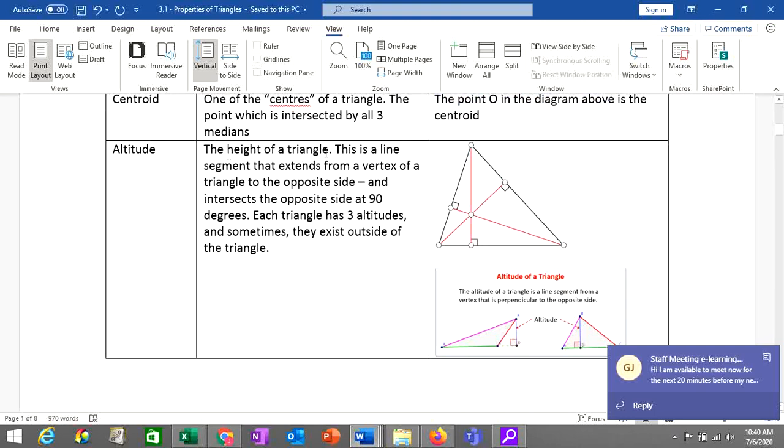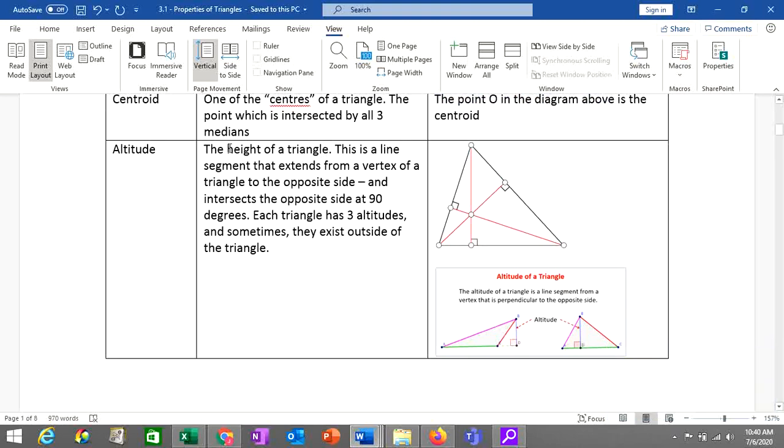Okay, the altitude of a triangle, if you remember from grade 9 or from some previous class having to solve for the area of a triangle, right? You might remember base times height divided by 2, or half of base times height. Well, another word for the height of a triangle is its altitude. And the way that we understand height is it's a line segment that extends from one of the points of the triangle to the opposite side, and it intersects the opposite side at 90 degrees.